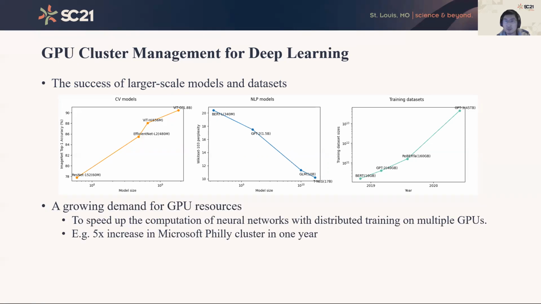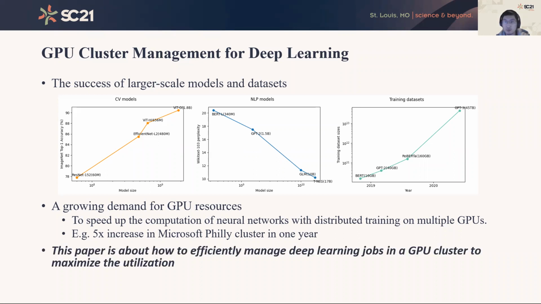To deal with the increasing size of deep learning models and datasets, there has been a growing demand for GPU resources to speed up the computation of neural networks with distributed training on multiple GPU devices. For example, the Microsoft Philly cluster increased its scale by 5 times in just 1 year. But we know GPU resources are very expensive. So an urgent problem we are going to address in this paper is how to efficiently manage deep learning jobs in a GPU cluster to maximize the utilization.